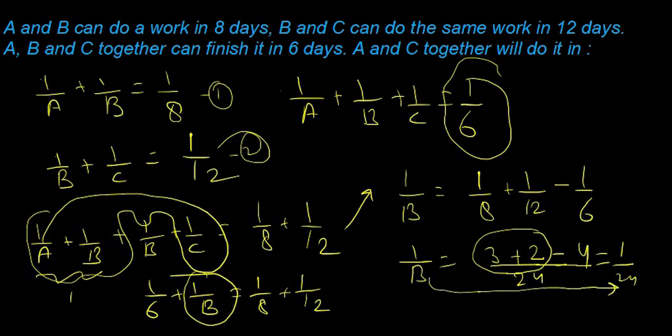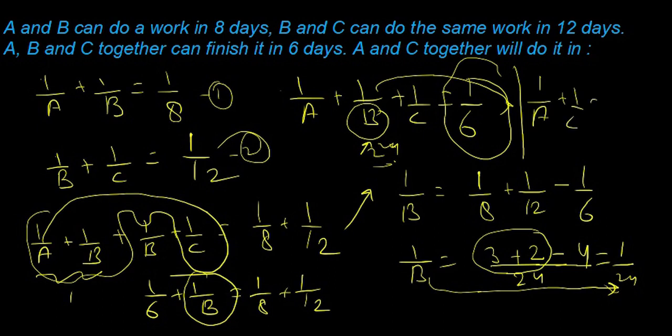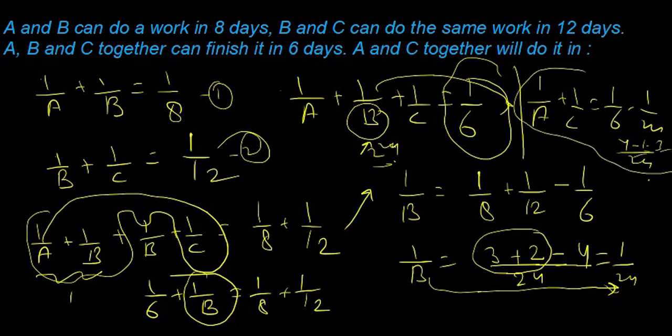Now what do we want? A and C together. I think it's easy now. Just put in the value of 24. So when you get the value of 24, 1 upon A plus 1 upon C is equal to 1 upon 6 minus 1 upon 24. 24 is the LCM. 4 minus 1 is 3. So 1 upon A plus 1 upon C is going to be 1 upon 8, which is 8 days. So 8 days is going to be your answer. It is moreover an equation problem where you have to solve this equation. So I think it's another easy part. It's not tough actually.